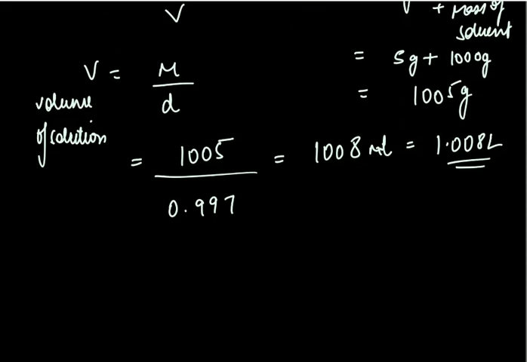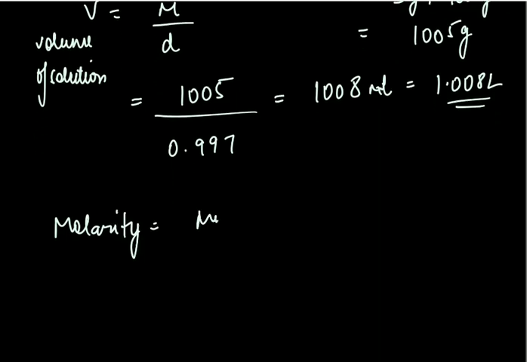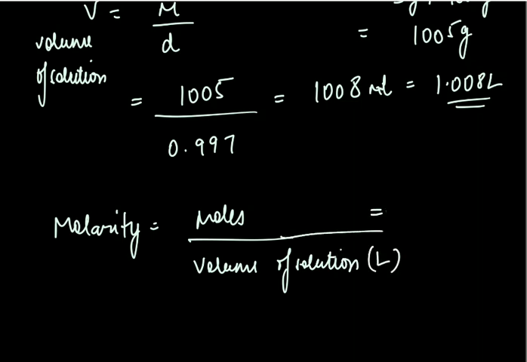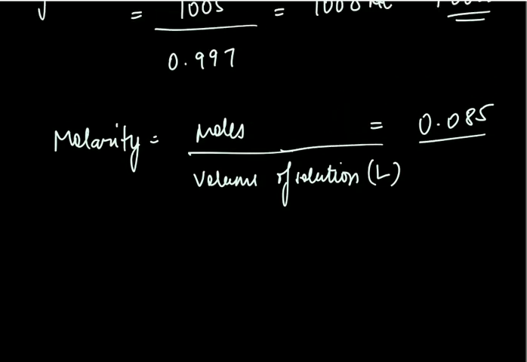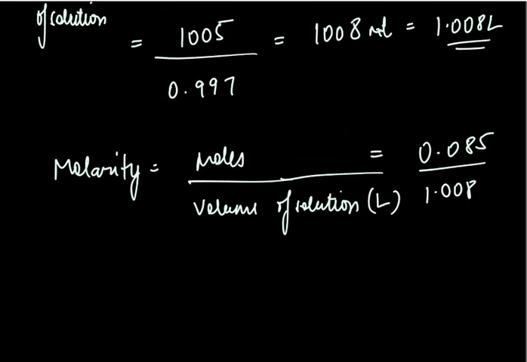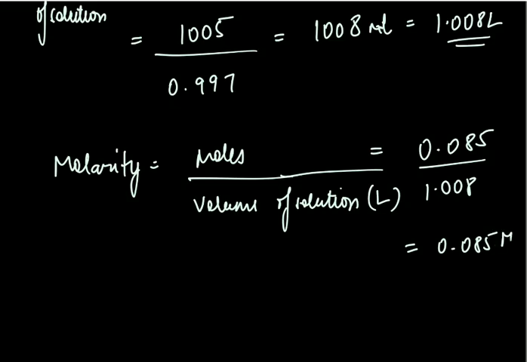Right, now again we go to the molarity part. Since we have figured out the volume of solution, it will be moles of NaCl, which we have also calculated, divided by volume of solution in liters. So moles, 0.085 that we had taken over here, and volume of solution 1.008 liters. When you divide, you will get this value 0.085. See, this is approximately 1, right? You can skip this part. You can actually get the same value. So this is your molarity.